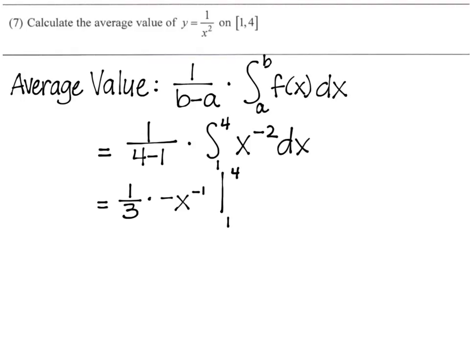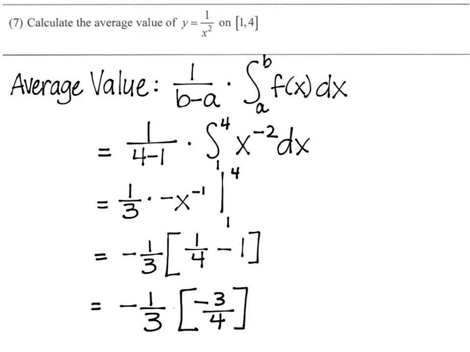And we have 1/3 times negative x to the negative 1. This negative is really negative 1 times this, so I'm going to take that constant of negative 1 and multiply it times the 1/3 and write it as negative 1/3. Use Fundamental Theorem of Calculus 1 to evaluate. And now we can multiply those. A negative times a negative is a positive, and we get positive 1/4.